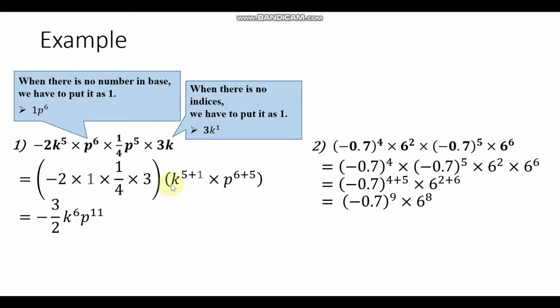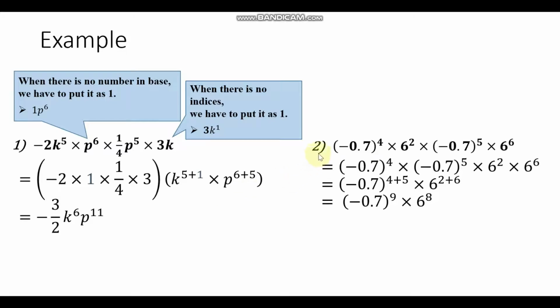and the second bracket we have k to the power of 5 plus 1 times p to the power of 6 plus 5, and close the bracket, and we have the answer of negative 3 over 2 k to the power of 6 p to the power of 11. You guys can try to use your own calculator to calculate the answer.